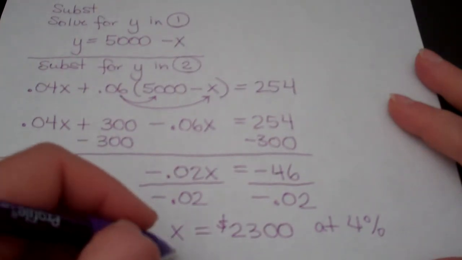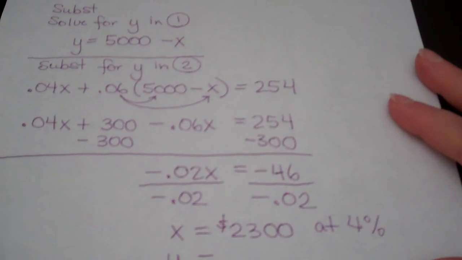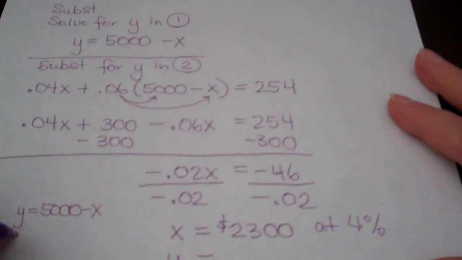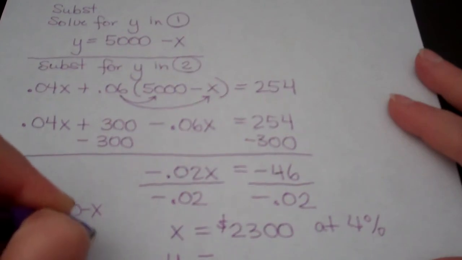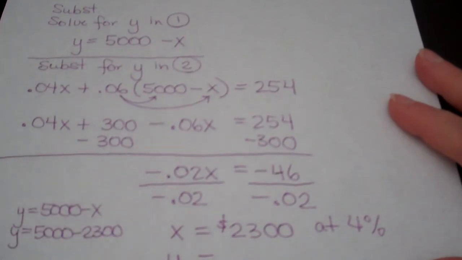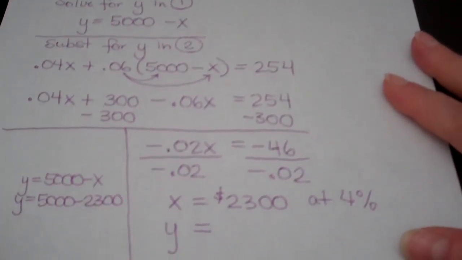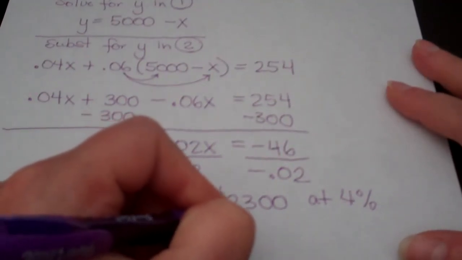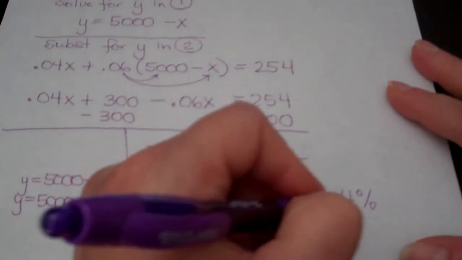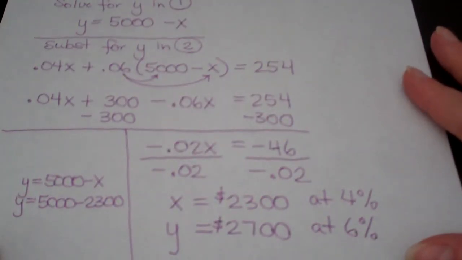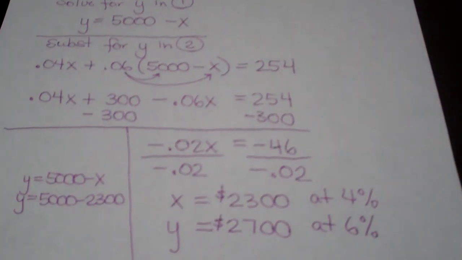And the y, I'll write it down off to the side here. Remember the y is 5,000 minus x. So you could probably do it in your head, but if you want to write it down, you could take 5,000, subtract the value for x. So it looks like Y is going to be 2,700, and this was the loan at 6%. Alright, so I hope that gives you a good idea of systems of equations.